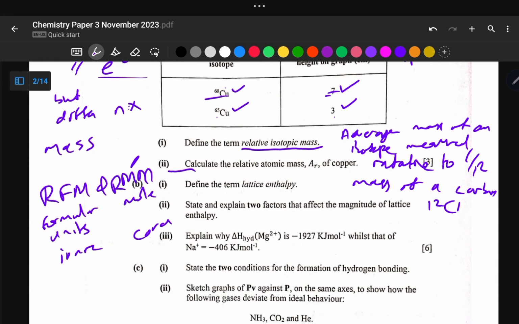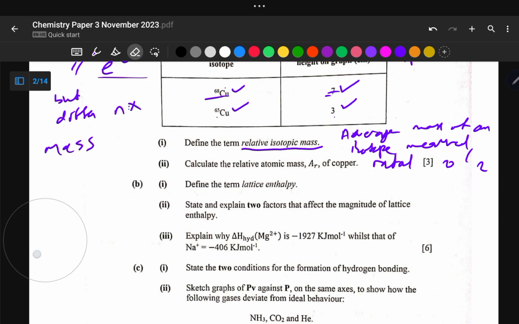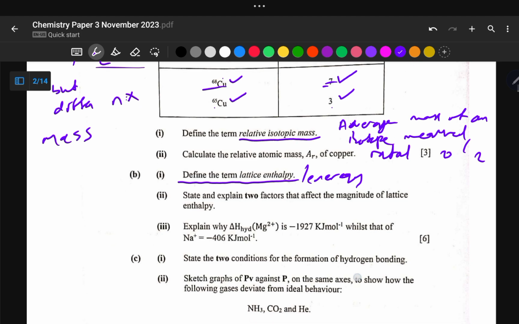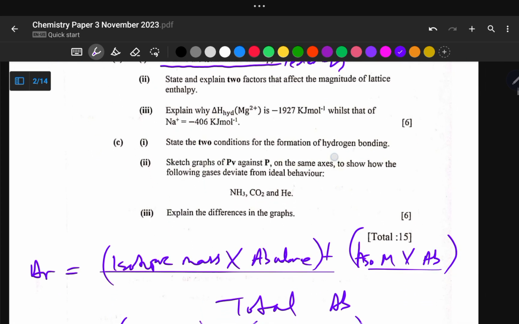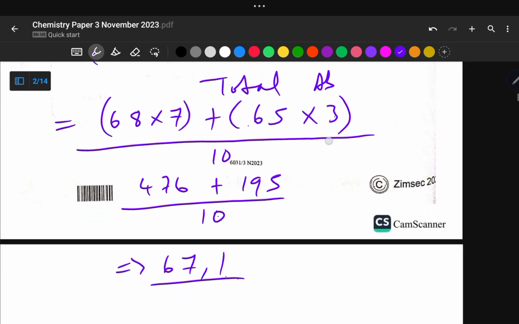And then the next part says define. Let me clear this one. We are required to define the term lattice enthalpy. It can also be called lattice energy, right? Lattice enthalpy is defined as the energy released, or the energy evolved, when one mole of a solid ionic compound is formed from its gaseous ions under standard conditions, right?